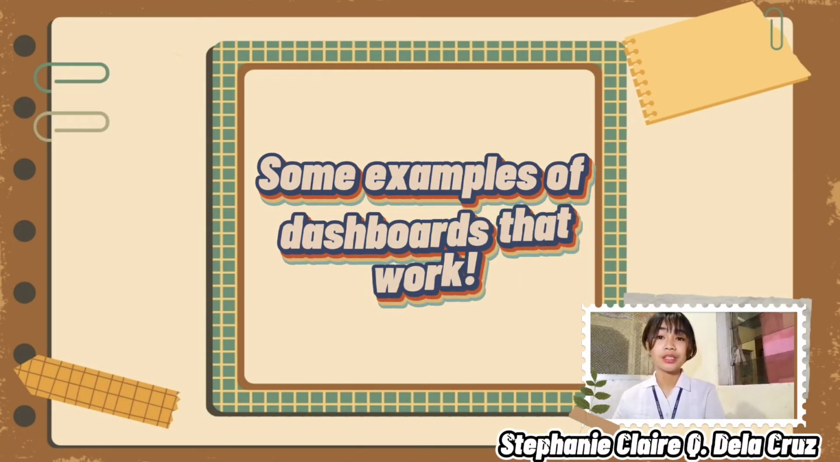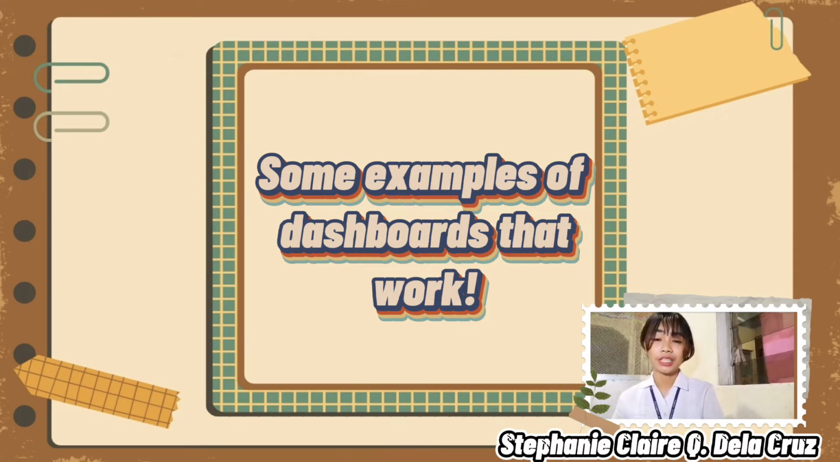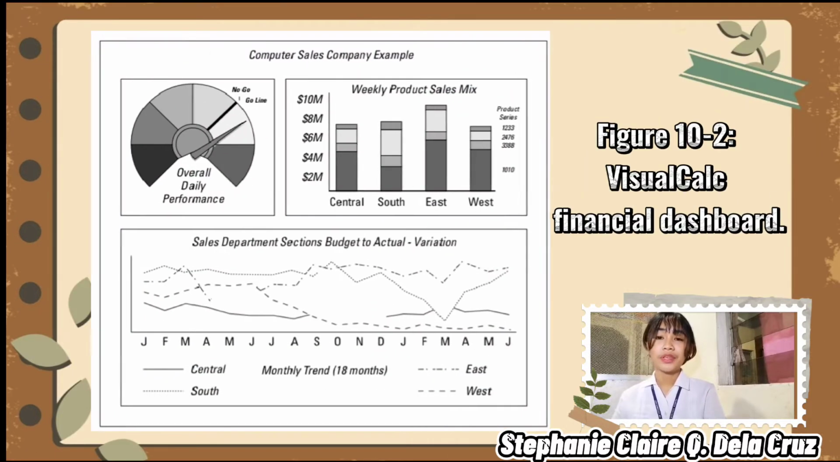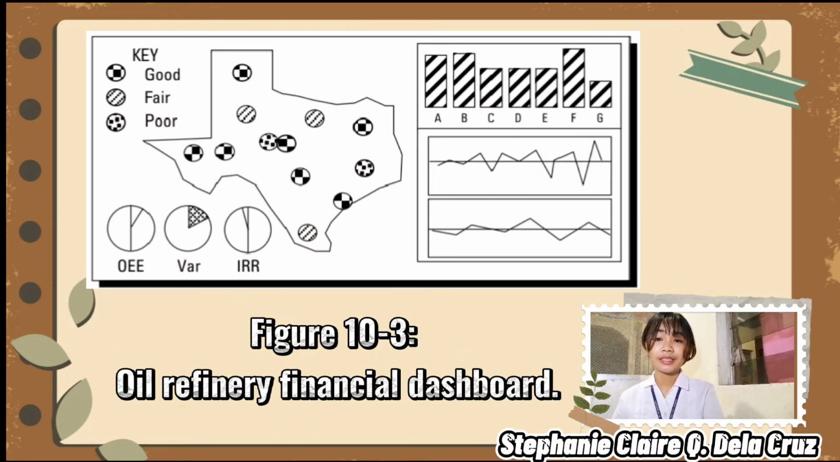Now, I'm going to discuss a few examples of dashboards that can provide you with some ideas for how you might select and format your own financial dashboards. First figure is figure 10-2. This image illustrates a 4-panel financial dashboard from VisualCAD. This dashboard uses meters or gauges to specify level of performance and varying bar heights and thicknesses at greater length. Next is figure 10-3.